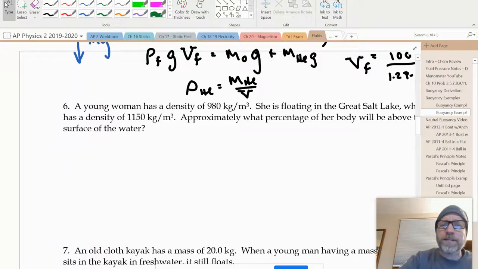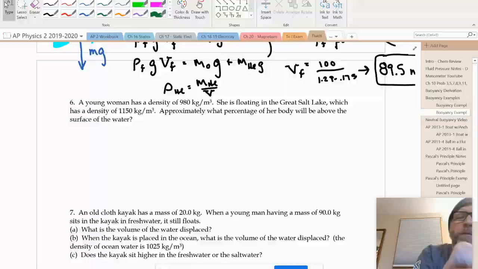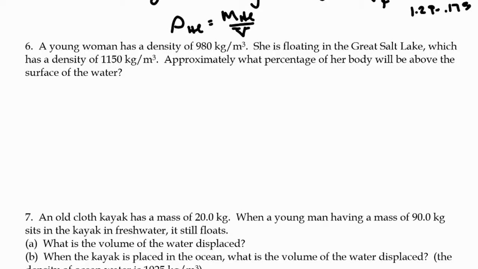A young woman has a density of 980 kilograms per meter cubed. She's floating in the Great Salt Lake, which has a density of 1,150 kilograms per meter cubed. Approximately what percentage of her body will be above the surface? Well, normally when people are floating, they would be floating on their backs. So let's go ahead and draw that.